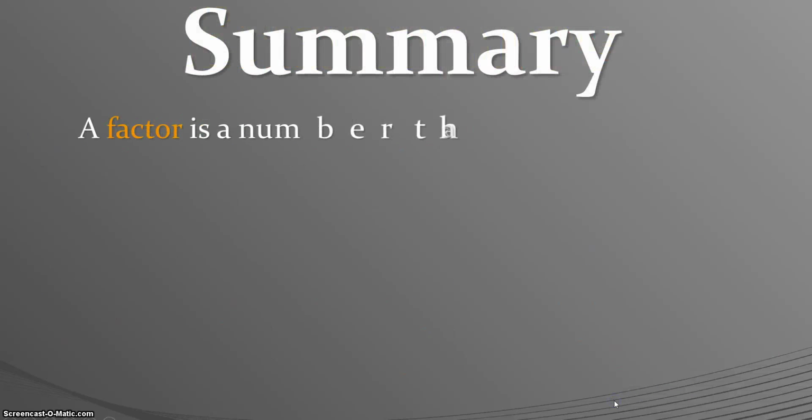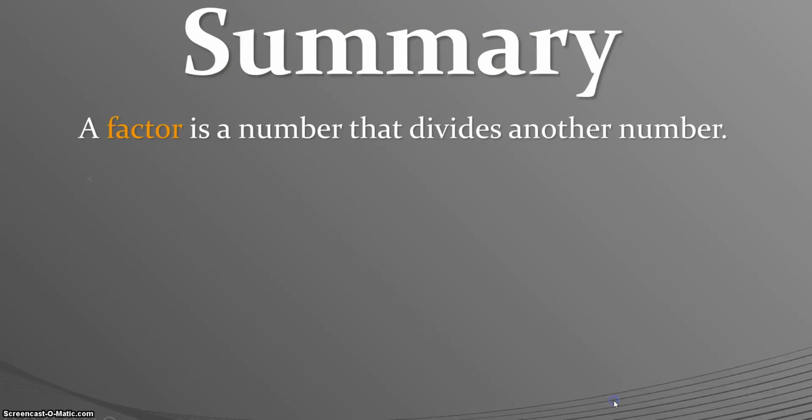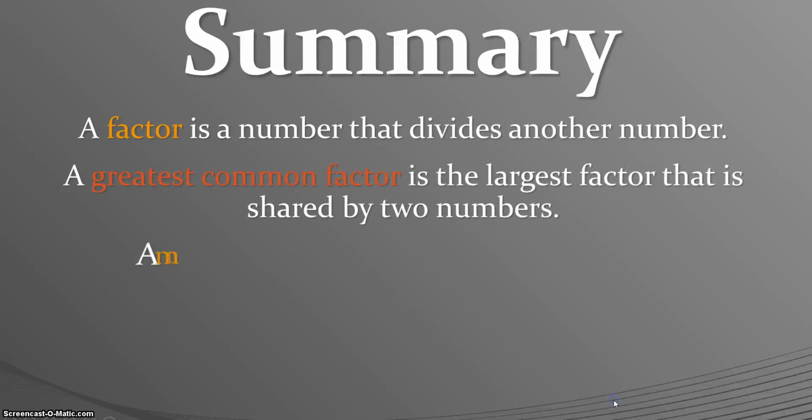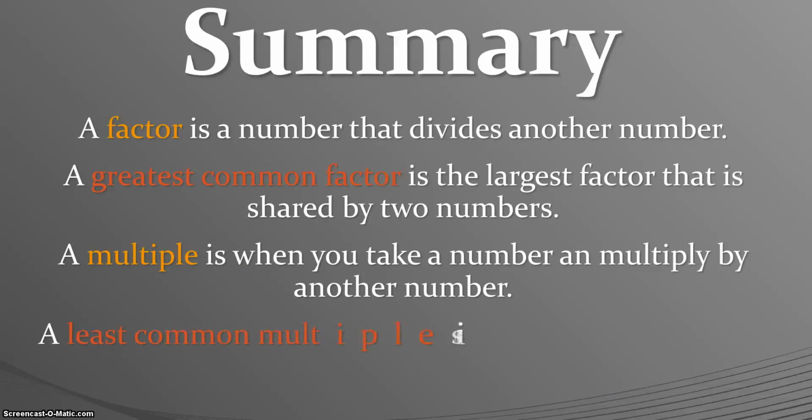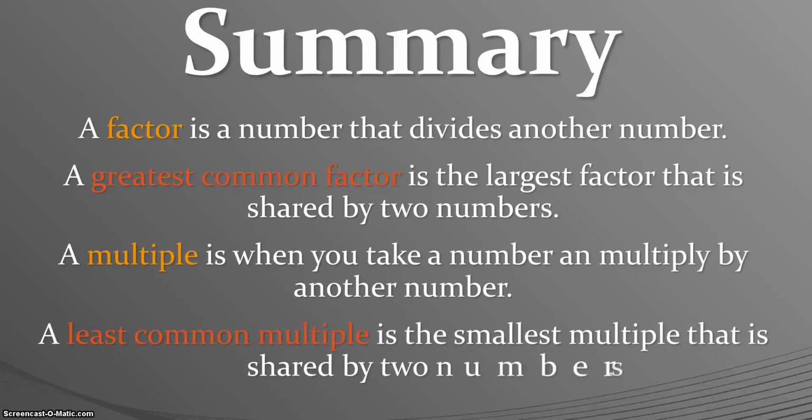So in summary, a factor is a number that divides another number. A greatest common factor is the largest factor that is shared by two numbers. A multiple is when you take a number and multiply by another number. So a least common multiple is the smallest multiple that is shared by two numbers.